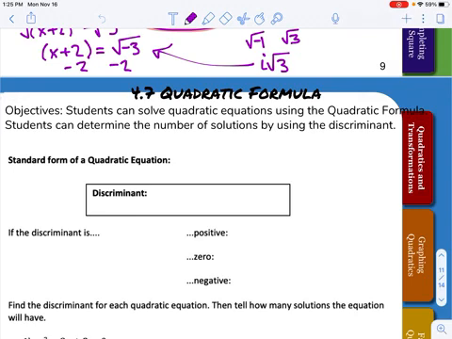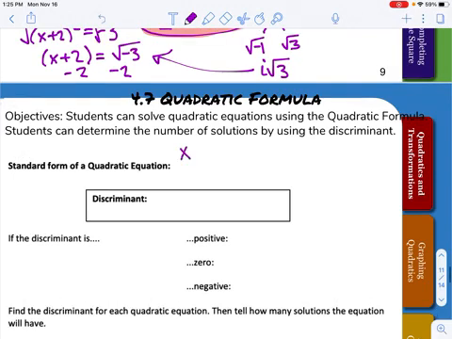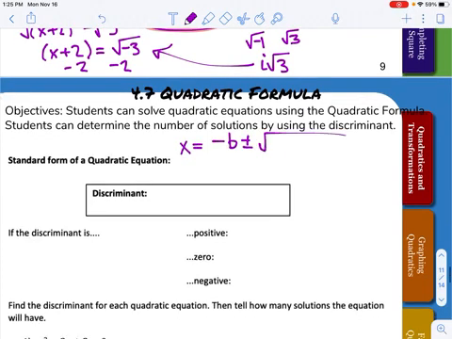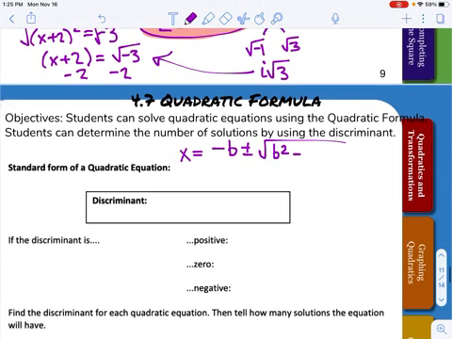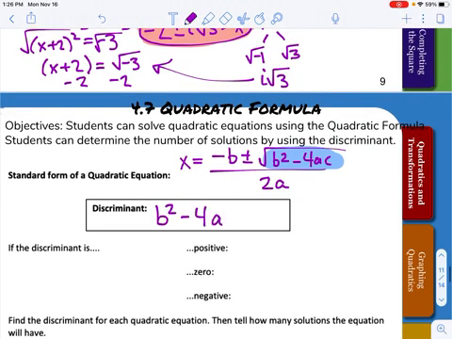So the standard form of a quadratic equation, we'll go through that a little more in the next video, but it is x equals negative b plus or minus radical b squared minus 4ac all over 2a. Now the part that we are going to focus on today is actually that b squared minus 4ac. That is called our discriminant. And it actually tells us a lot.